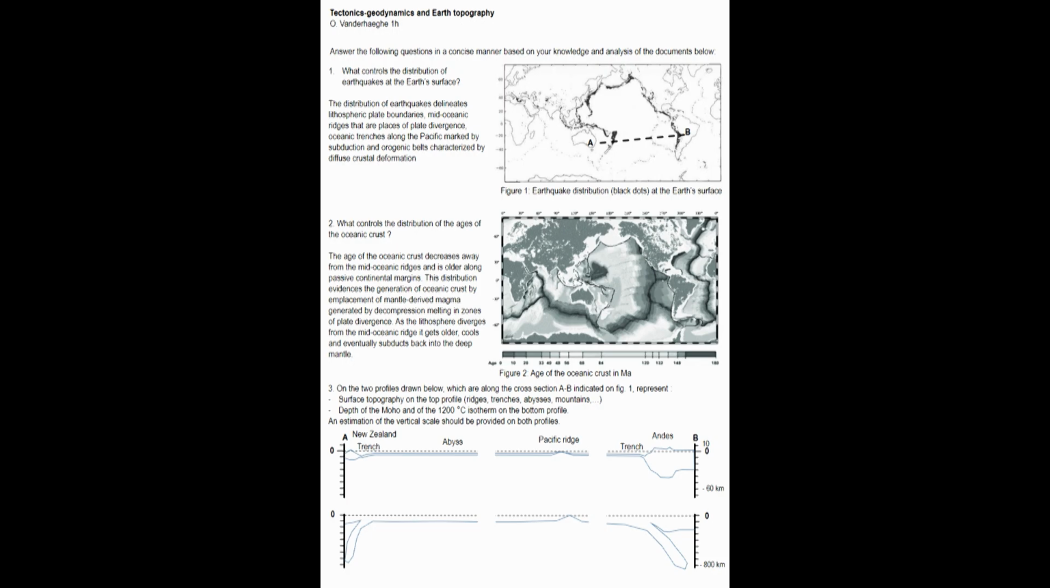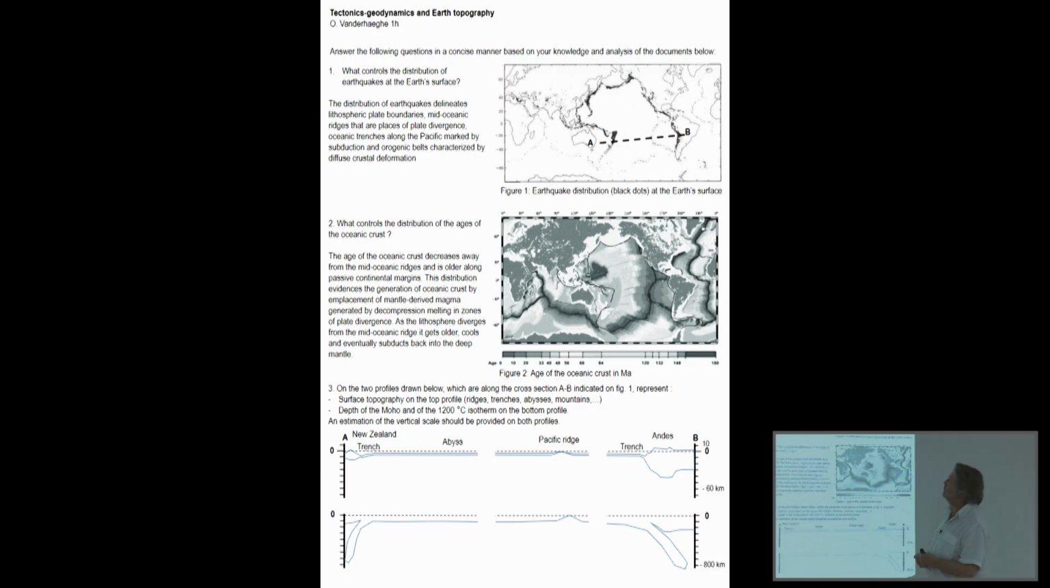The distribution of earthquakes delineates lithospheric plate boundaries: mid-oceanic ridges that are places of plate divergence, oceanic trenches along the Pacific marked by subduction, and orogenic belts characterized by diffuse crustal deformation. So if you have these three elements, then it's 3/3.